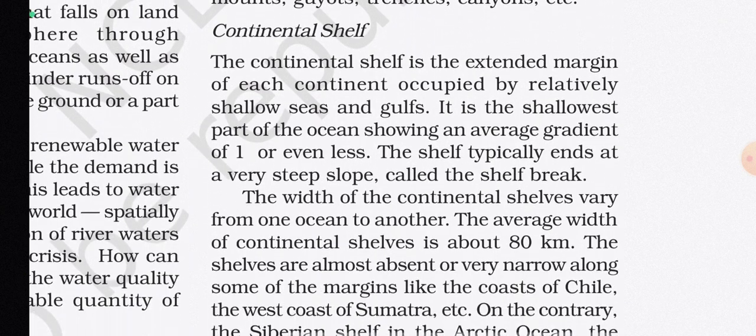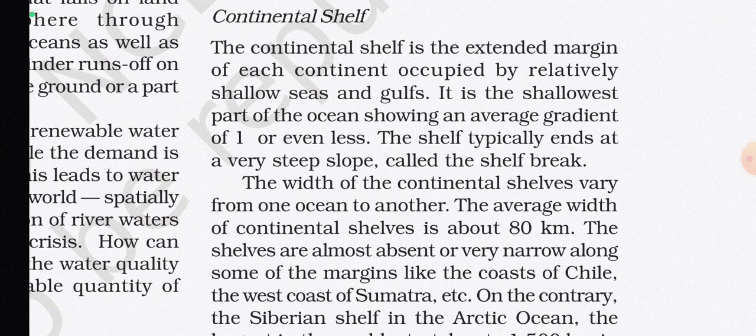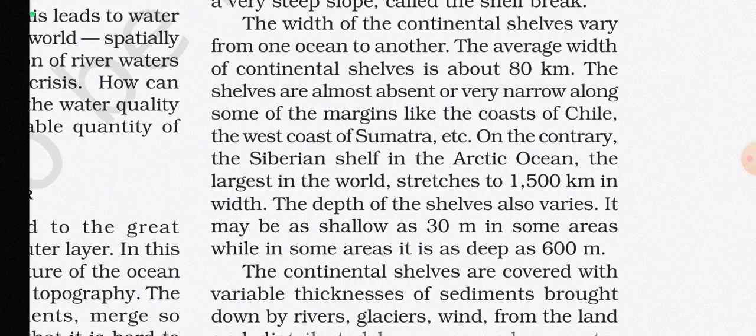Continental shelf. The continental shelf is the extended margin of each continent occupied by relatively shallow seas and gulfs. It is the shallowest part of the ocean, showing an average gradient of 1° or even less. The shelf typically ends at a very steep slope called the shelf break. The width of the continental shelves varies from one ocean to another. The average width of continental shelves is about 80 km.